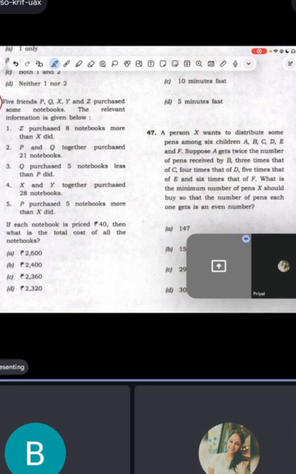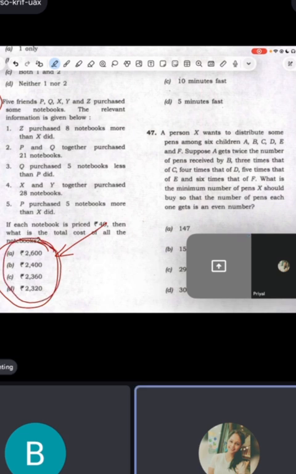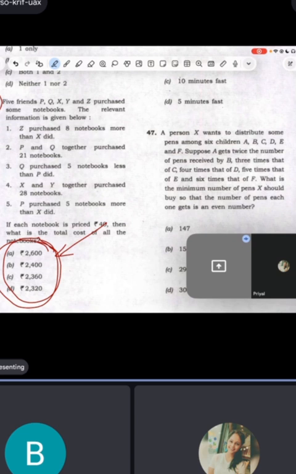See guys, the examiner is very clever. They have given those options which are all divisible by 40. Otherwise, I would have eliminated options. He got my trick, I think. That's why he has given it like that. All options are divisible by 40, so here I have to solve the question.